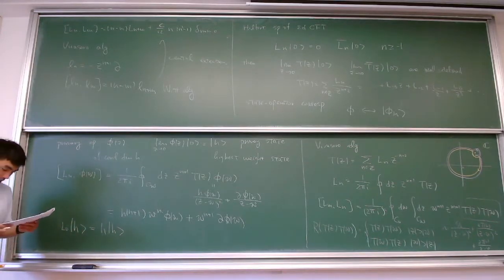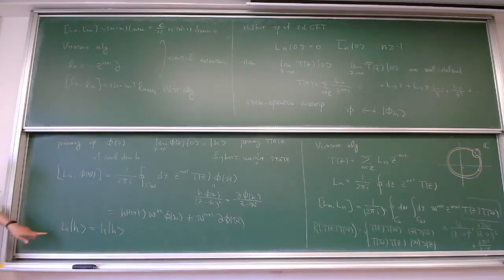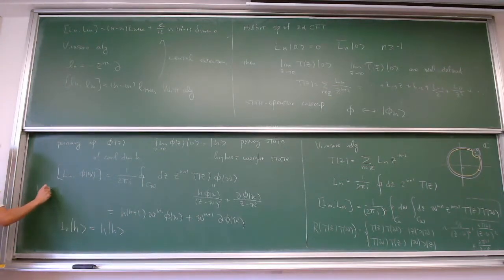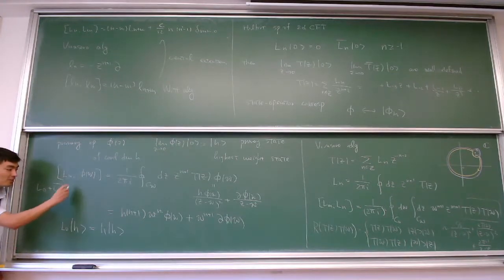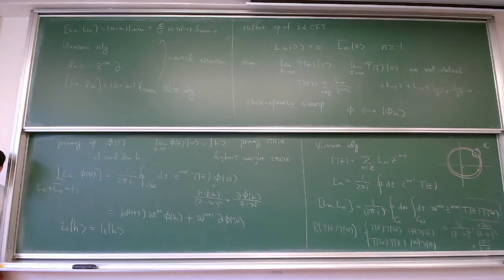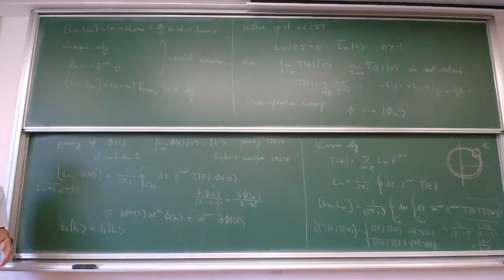It's an eigenstate. And as you recall, what is L naught plus L naught bar? Good, the Hamiltonian. So therefore this can be understood essentially as the energy of the state. The holomorphic part of the energy. I only focus on the holomorphic part. The anti-holomorphic part is the same.